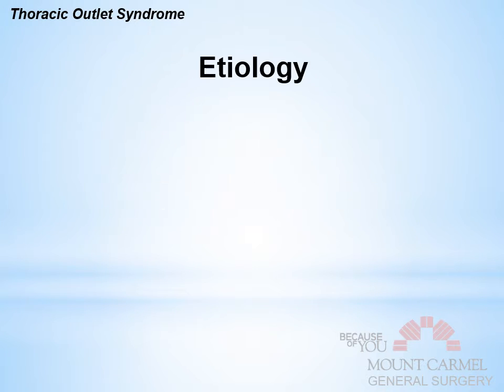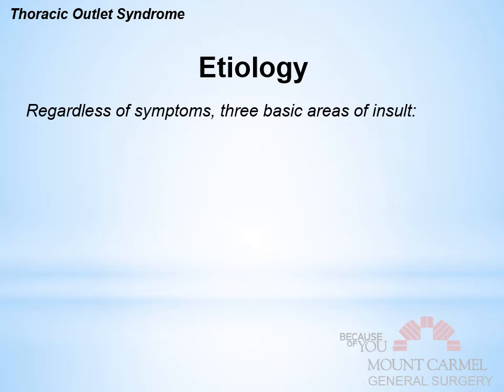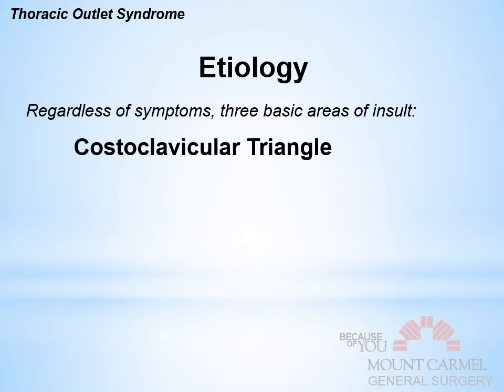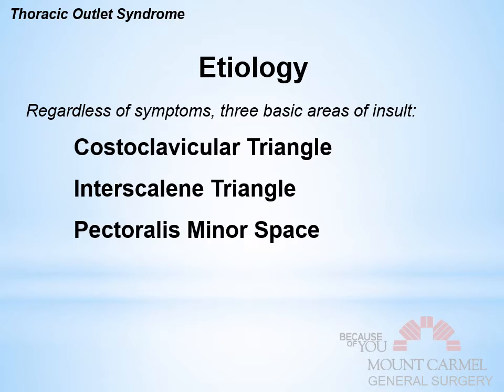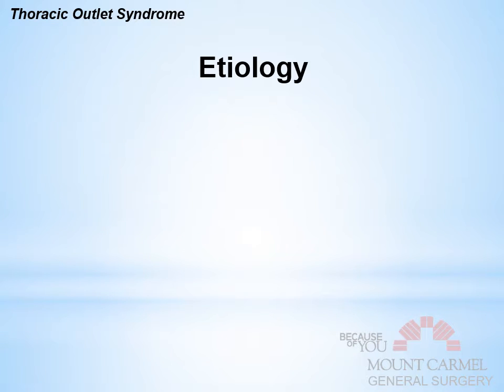Okay, there are 3 sites of compression. Regardless of the patient's symptoms, there are 3 basic areas where the insult could occur. One is the costoclavicular triangle, second is the interscalene, and third is the pectoralis minor space. And of course, we're going to talk about each of these in detail here.